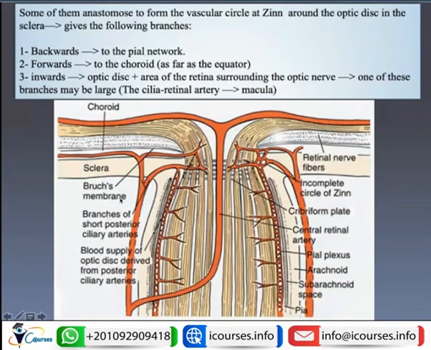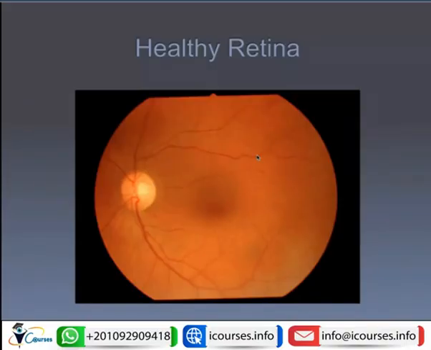Here are the short ciliary arteries. Branches of the short ciliary arteries will form what is called the incomplete circle of Zinn around the optic disc, and will give branches that pass backward in the choroid to supply the back of the choroid as far as the equator, and forward and inward or backward to the pial network, supplying the pia mater. They also give branches inward to share in the formation of the incomplete circle of Zinn, and they may lead to formation of the cilio-retinal artery, which is present in 20% of the population.